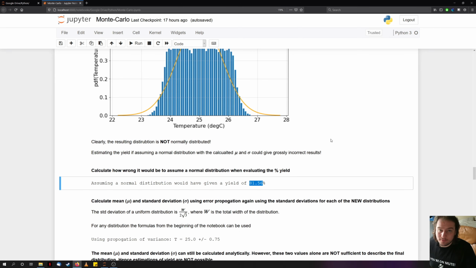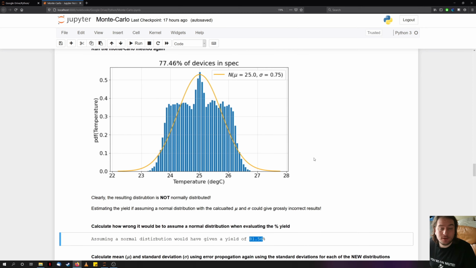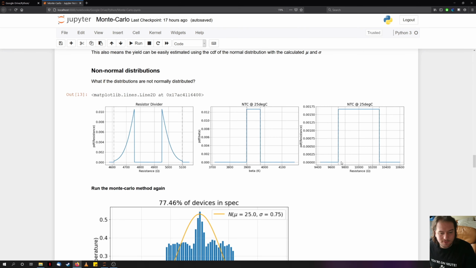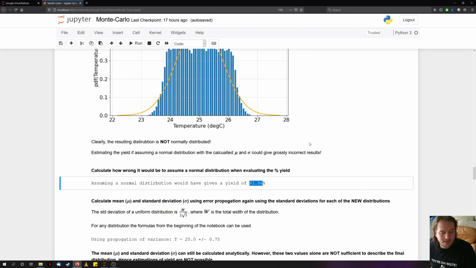And again, what's interesting is that we can still do error propagation here. So we still didn't need to do the Monte Carlo simulation, because we could have used error propagation. We can calculate the mean as before using the nominal values in the formulas, and we can also calculate the variance of the resulting function. That's because the standard deviation of a uniform distribution is simply given by this formula: the width divided by 2√3, where width is the width of the distribution.